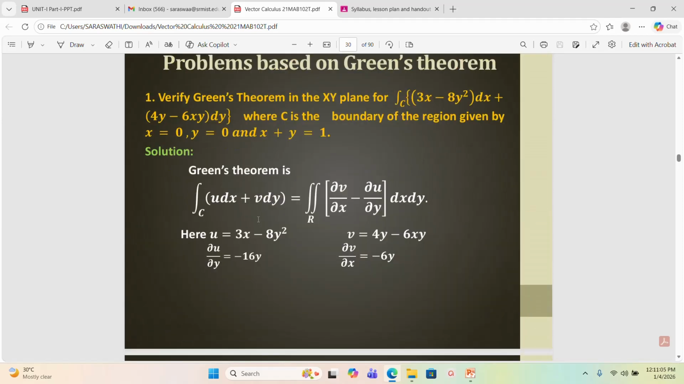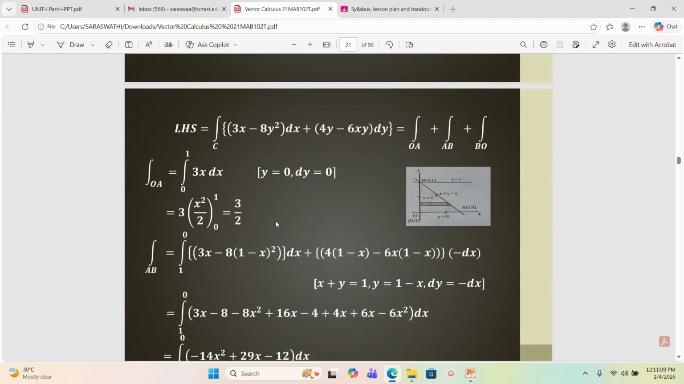So, we have the formula integral u dx plus v into dy. Now, this is the value u dx plus v into dy. So, this is the u value and the v value. As per the given equation which is mapped in the figure, there are three paths: along the direction OA, along the direction AB, and along the direction BO.